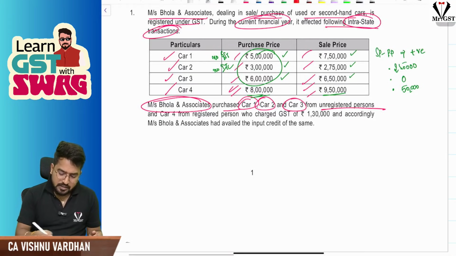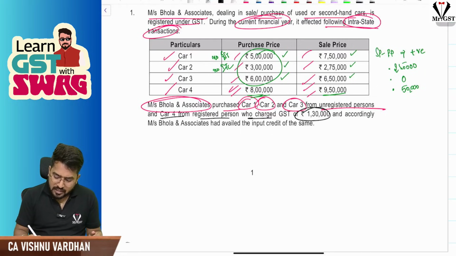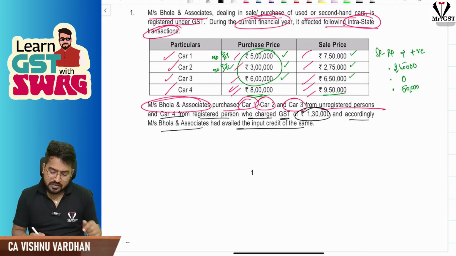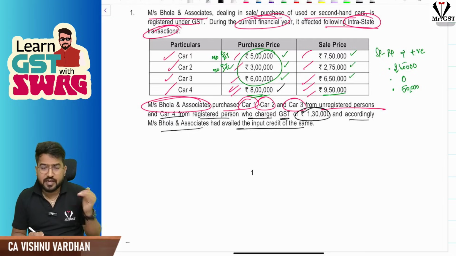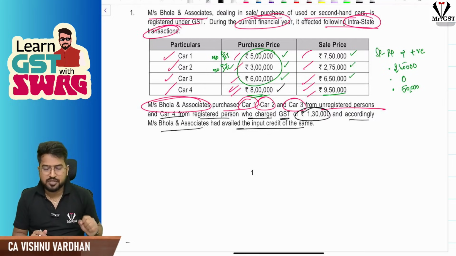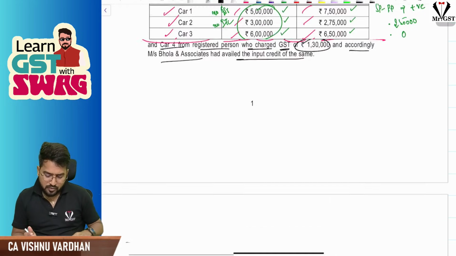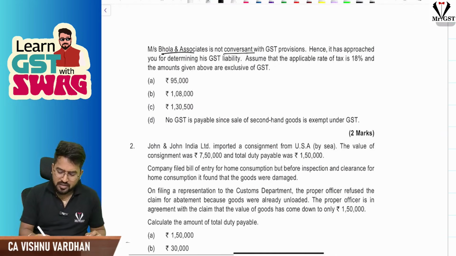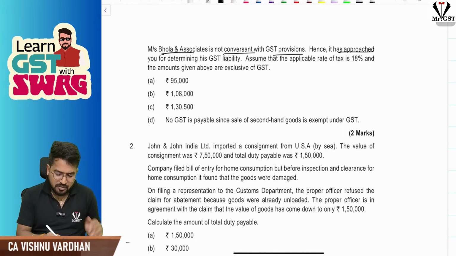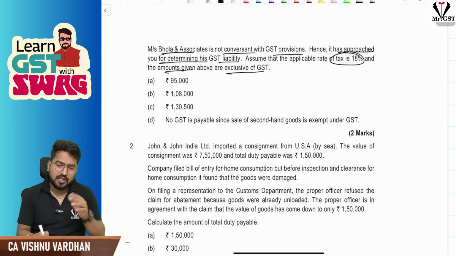Car 4 was purchased from a registered person, who charged GST of 1 lakh 30,000. Accordingly, Bola and Associates availed ITC on the same. When you purchase a second-hand car and take ITC on it, the normal valuation rules come into picture. If ITC has not been availed, then we take the difference between sale price and purchase price if it is positive, and ignore it if negative. I hope you remember that. So here the normal valuation rules apply. They are asking to determine the GST liability, assuming the applicable rate is 18% and the amounts given above are exclusive of GST.